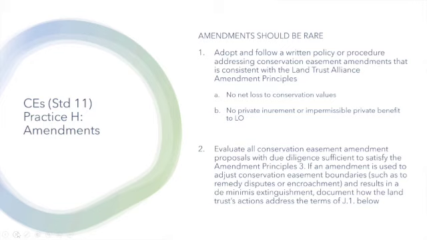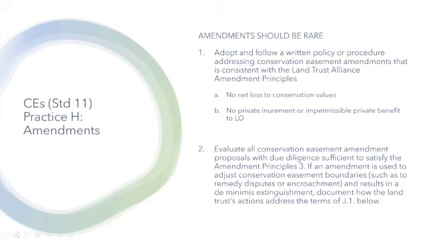It's treated with intense scrutiny by the IRS. And amendments should really only be done in the rarest of situations after careful analysis pursuant to a board adopted policy, and very well documented for the files. If an easement is amended, there should never be a net loss to conservation values or a private inurement or impermissible private benefit to the landowner, right?